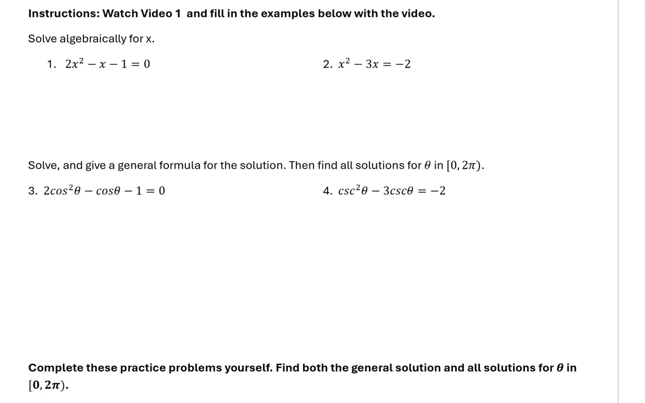Hi. In this video, we are going to look at a couple examples of solving algebraically and then transfer that over into our knowledge of trig and see how they compare and then what parts we add on. So just a quick review of solving quadratics in a couple different ways.